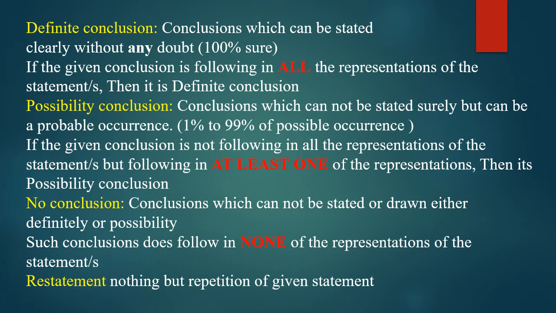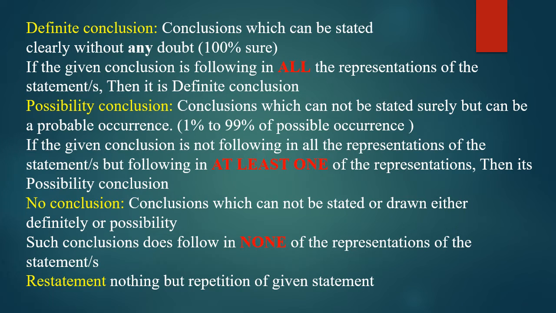Let's explore these types of conclusions in a little more detail. First, we will understand what a definite conclusion is. Conclusions which can be stated without any doubt, that is, 100% surety, are called definite conclusions. In terms of Venn diagrams, if a given conclusion follows in all the representations of the given statement or statements, then it is called a definite conclusion.